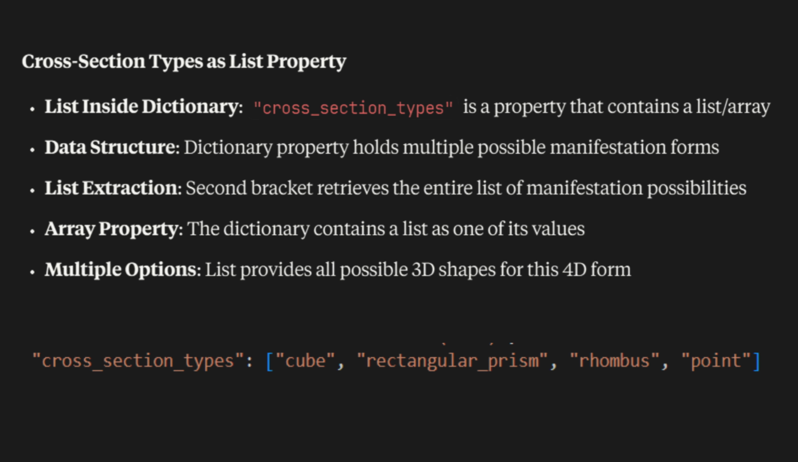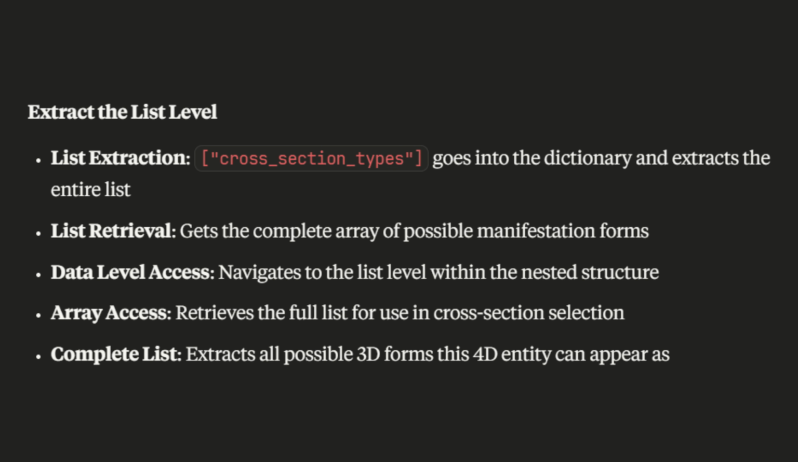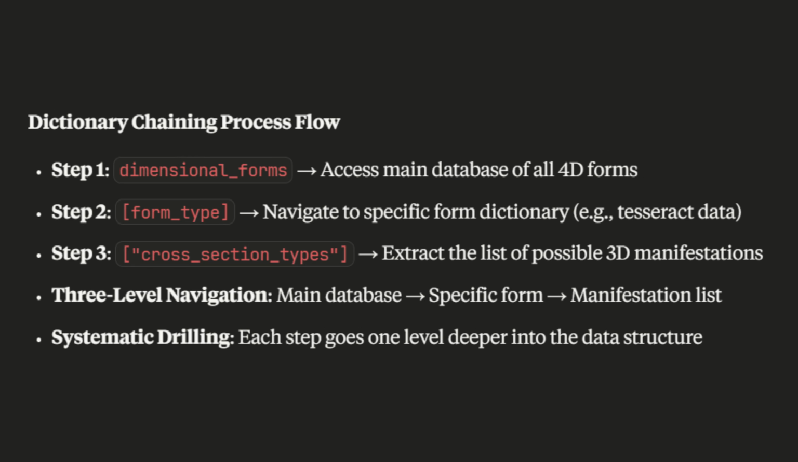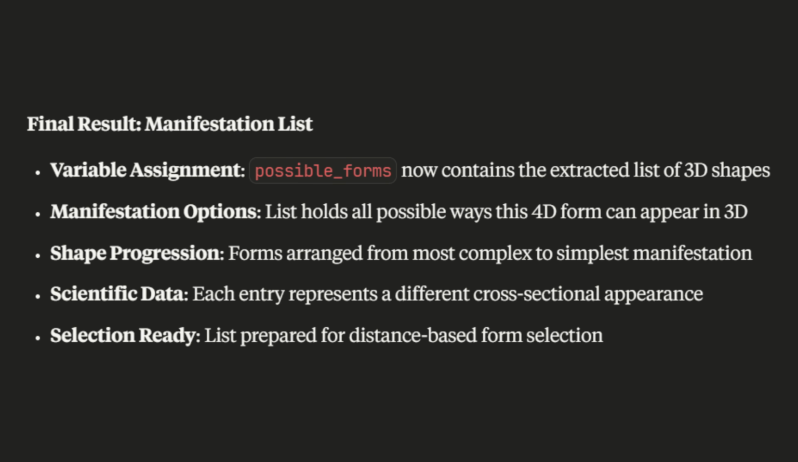You're saying, get me all these properties, and then we know that cross-section types is a nested list inside of that dictionary. So we're saying now go into that nested list, go into that level, and extract that list specific to the one that we're on. So this chaining process goes from dimensional forms to the specific form dictionary to the cross-section types list. The result is that possible_forms contains a list like cube, rectangular prism, rhombus, and point, all the different 3D shapes that a tesseract can appear as when it intersects our 3D space.